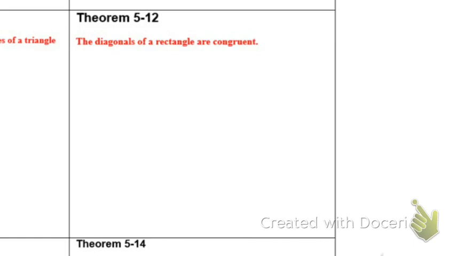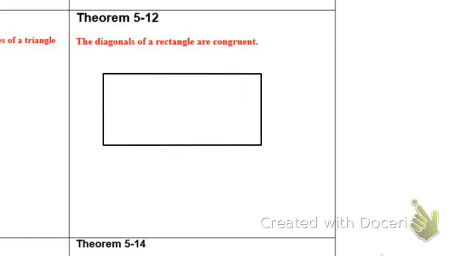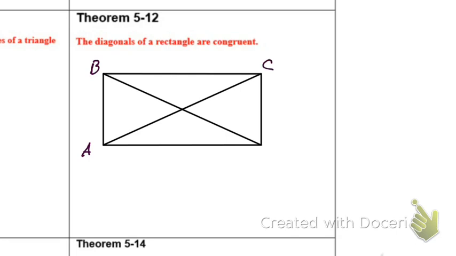All right, the diagonals of a rectangle are congruent. The diagonals of a rectangle are congruent. That's theorem 5-12. So if we have a rectangle and we draw ourselves some diagonals, maybe we call this A, B, C, D. And in order to make it a rectangle, you do have to have 4 right angles. There we go. I have a rectangle, and I have diagonals. According to this theorem, AC is congruent to BD.